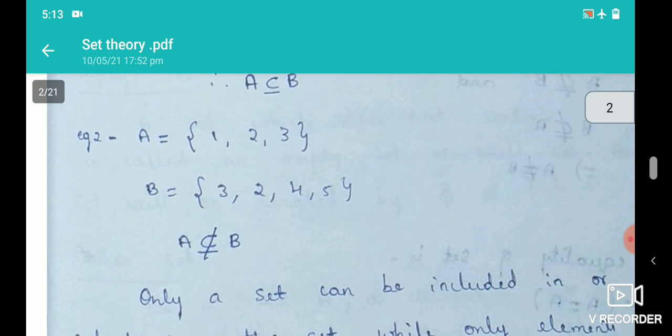So what happened now? A is not included in B, or A is not a subset of B.